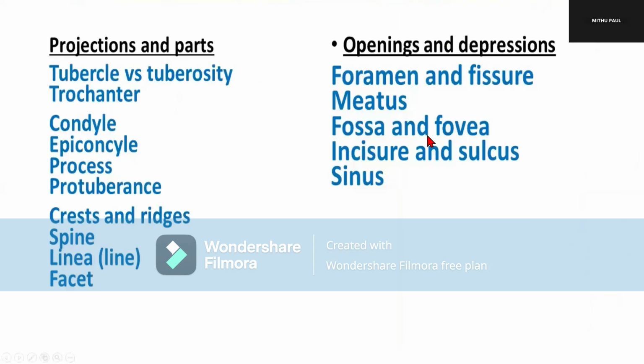Now, to know about some bony markings, grossly they are classified in the form of projections and openings or depressions. Some projection names are tubercle, tuberosity, trochanter, condyle, epicondyle, process, protuberance, crest and ridges, spine, linea, facet. Openings and depressions are named as foramen or fissure, meatus, fossa and fovea, incisura, sulcus, sinus. What are they? With examples, I will explain.